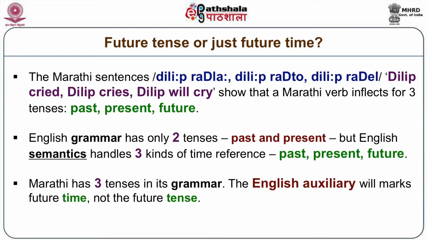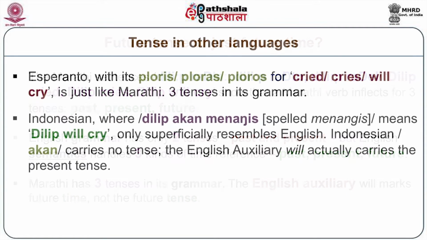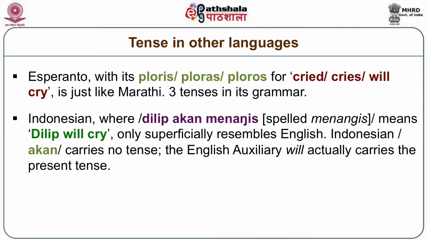Marathi has a future tense, rarel. Esperanto has ploris, cried, ploras, present tense cries, and ploros, future will cry. Ploros clearly has a future tense inflection os on the verb. So Esperanto is like Marathi. It has 3 tenses in its inflection. English is not like Marathi or Esperanto. English has 2 tenses, present and past.